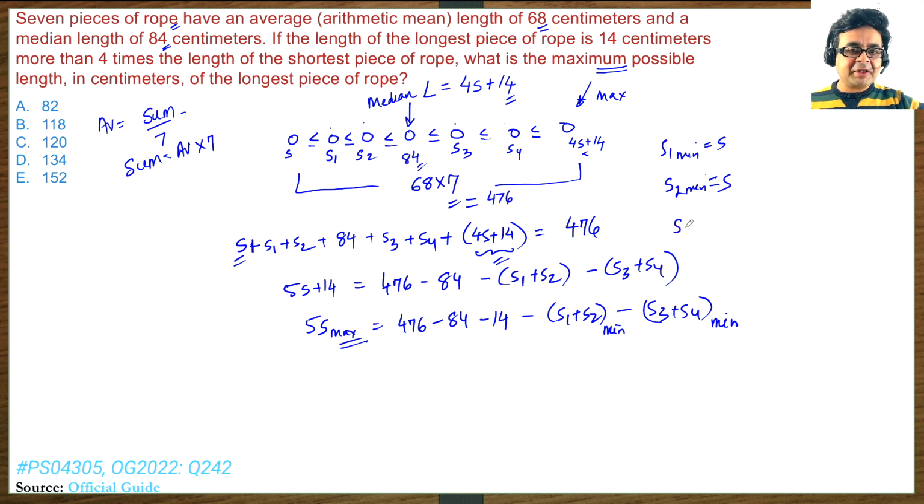Now, S3 minimum, as you can see very clearly, would be the last known quantity on its left side, which is 84. If S3 is smaller than 84, then 84 cannot be the median. So S3 has to be either equal to or greater than 84. Hence the minimum possible value of S3 is 84. And similarly for S4, the minimum value would be 84.